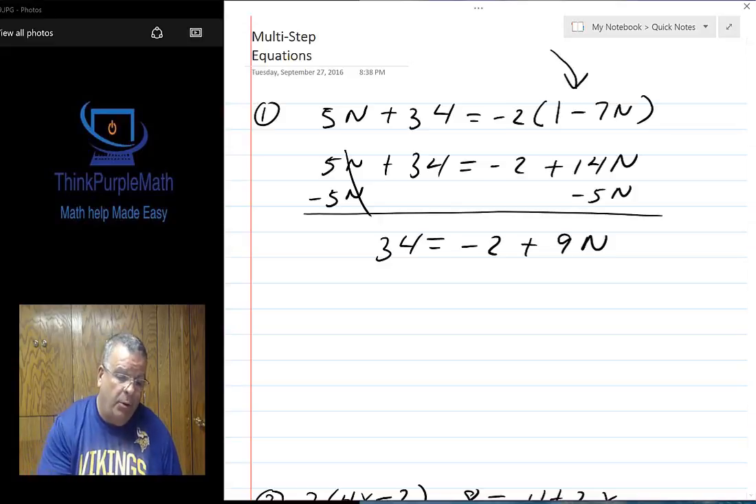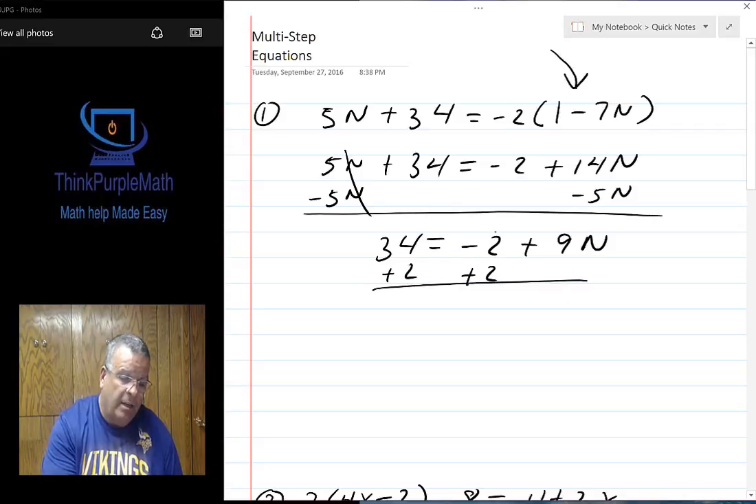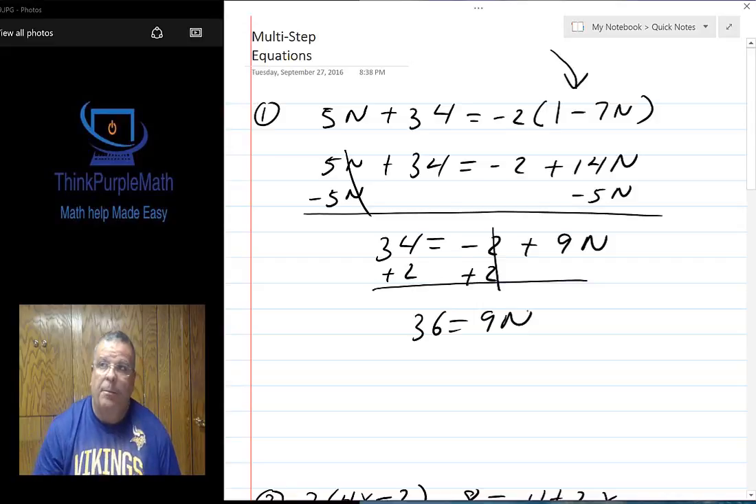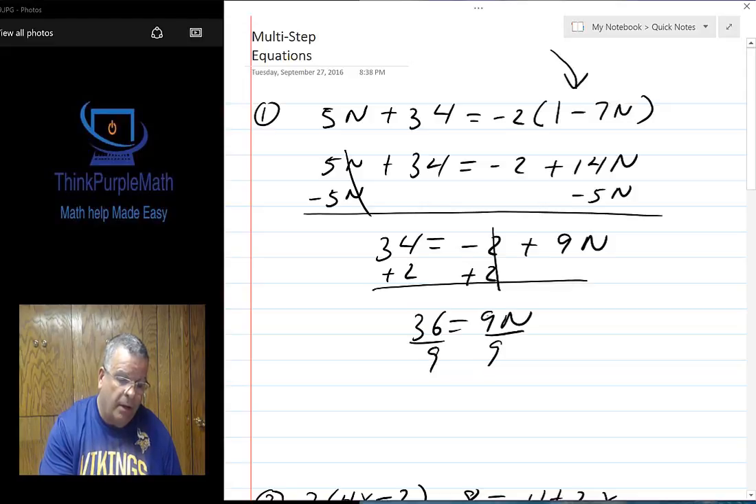Now we go ahead and add 2 to both sides. 36 is equal to 9n. Divide both sides by 9 and you are basically done. The answer is 4. n is equal to 4, and that is your final answer.